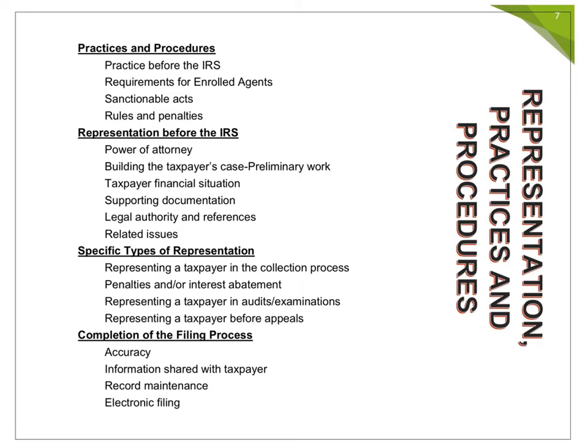And next talks about specific types of representation: representing a taxpayer in the collection process, penalties and/or interest abatement, representing a taxpayer in audits or examinations, representing a taxpayer before appeals. Next topic, completion of the filing process: accuracy, information shared with taxpayer, record maintenance, electronic filing.